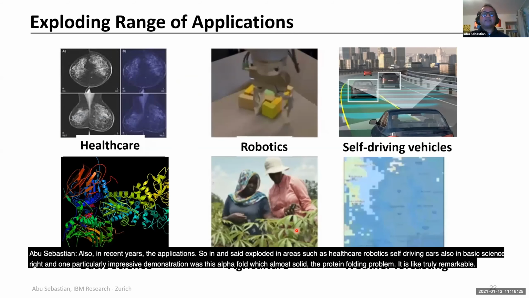Also in recent years, the applications of ANNs have exploded in areas such as healthcare, robotics, self-driving cars, and also in basic science, right? One particularly impressive demonstration was AlphaFold, which almost solved the protein folding problem, which is truly remarkable.